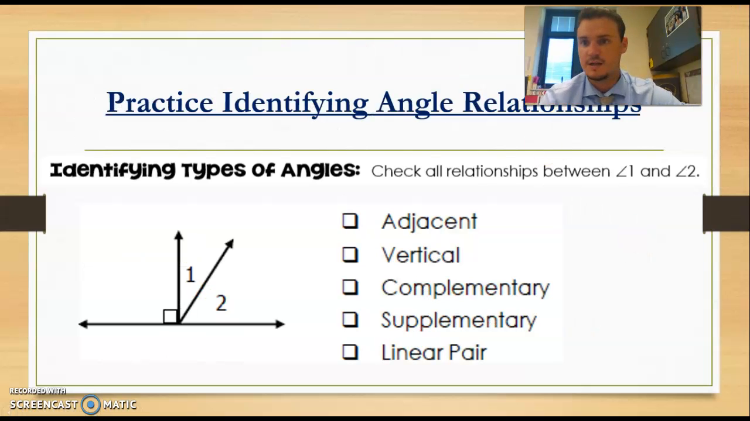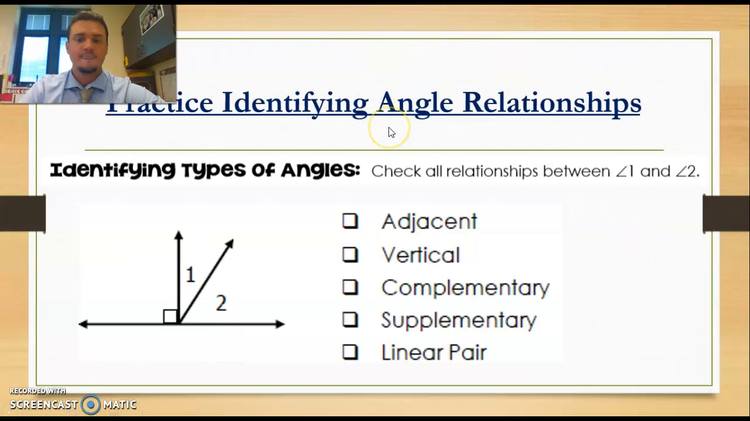All right, so now just a quick remediation of what we just talked about, and then this video is over. If we're trying to identify types of angles, we're checking the relationships between angle 1 and angle 2. Well, angle 1 and angle 2 are right next to each other, so they're adjacent. Adjacent means next to. And then they form this straight line. This is a 90-degree angle.